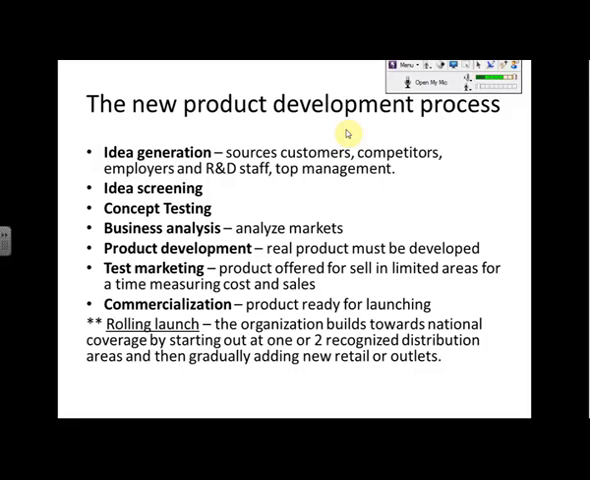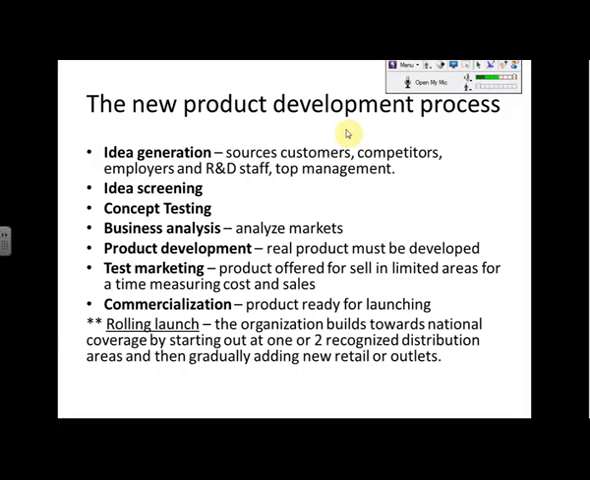Here now you do the real product. You come up with the real product. You develop the real product. And then when you have developed it, you now take the product into the market for testing. The product is offered for sale in limited areas.